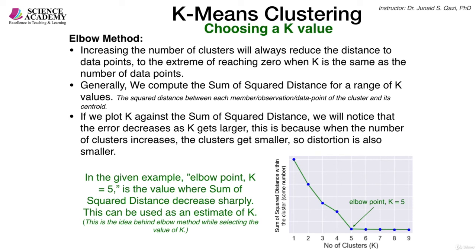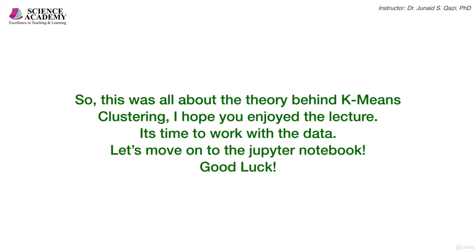In the plot below, we notice that the error decreases as k gets larger. This is because when the number of clusters increases, the clusters get smaller. So distortion is also smaller. In this example, the elbow point is k equal to 5. This is the value where the sum of squared distance decreases sharply, and this value can be used as an estimate for k. So the focus is to find the point where the sum of squared distance decreases sharply.